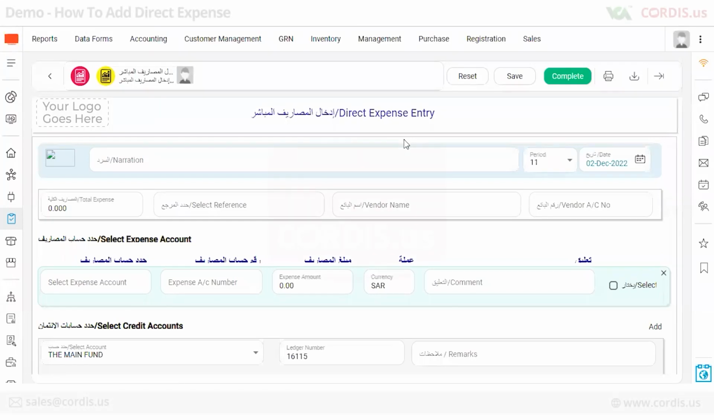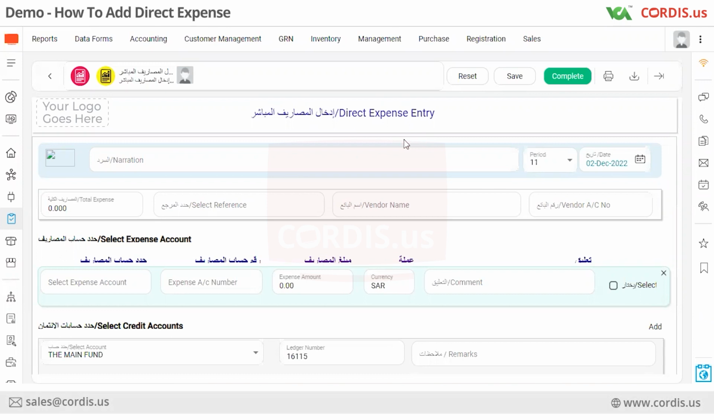Hi, this process is called direct expense entry. Direct expense entry is the process we run when a direct expense occurs. Here the direct expense is happening at the time of an international purchase.